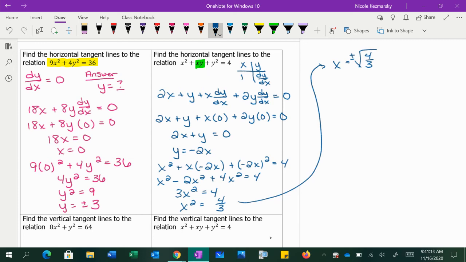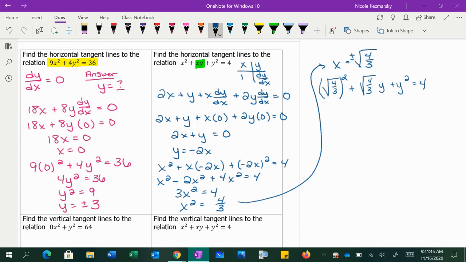Let's take the positive one. And I'm going to say square root of 4 over 3, and I'm squaring it because the x is squared back in the original equation. Then I'm going to say plus square root of 4 over 3 times y plus y squared equals 4.